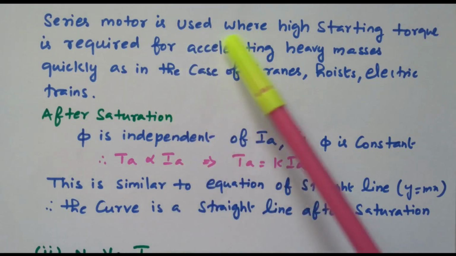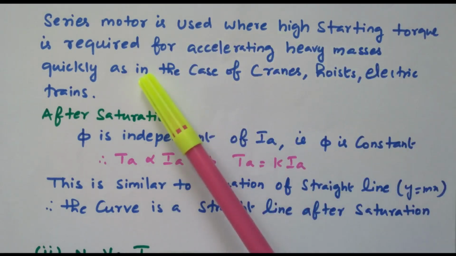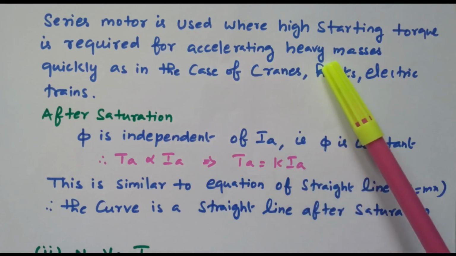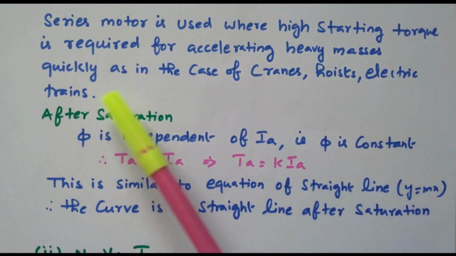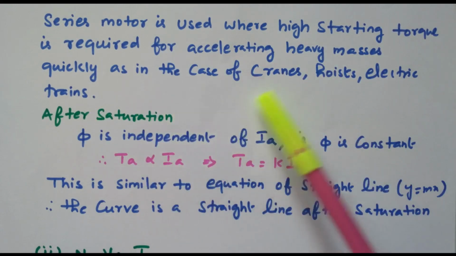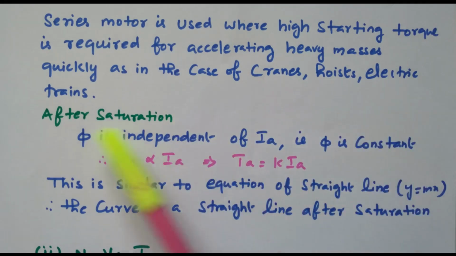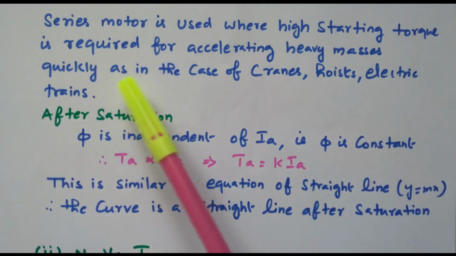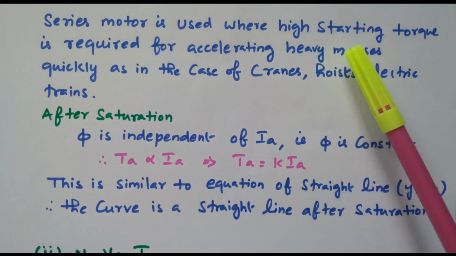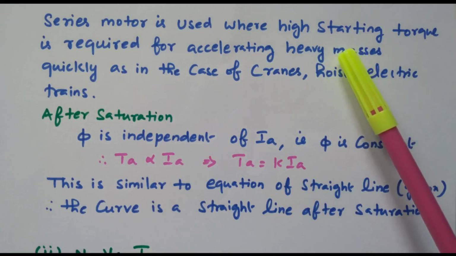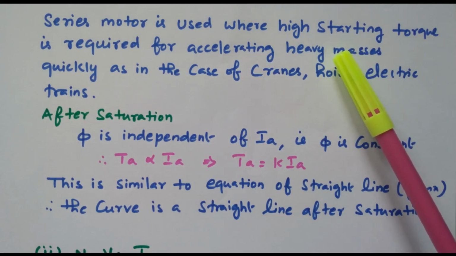The series motor is used where high starting torque is required for accelerating heavy masses quickly, as in the case of cranes, hoists and electric trains. So the series motor is used for high starting torque. It is started under loaded condition. That is a very important point.